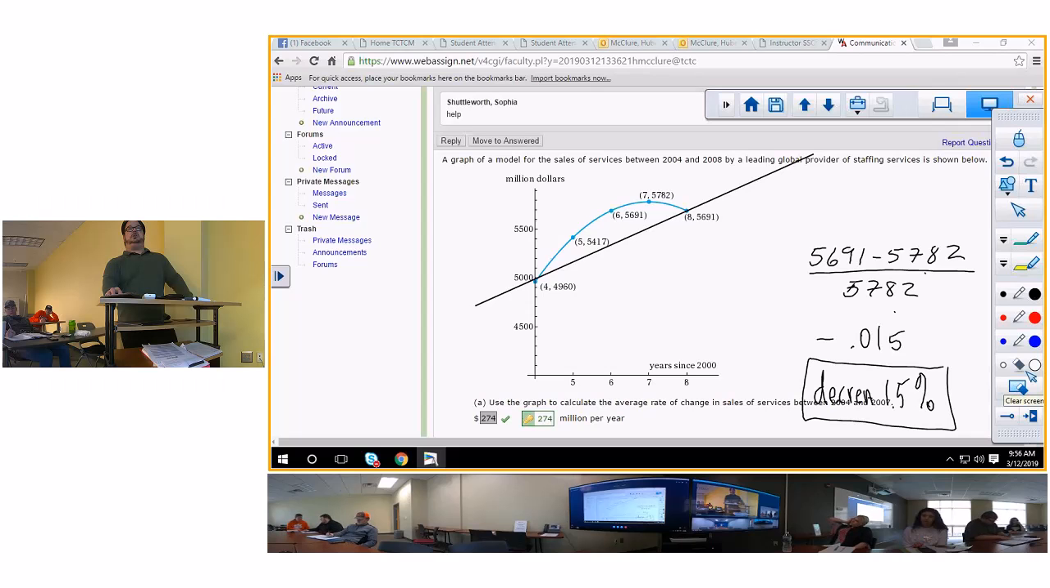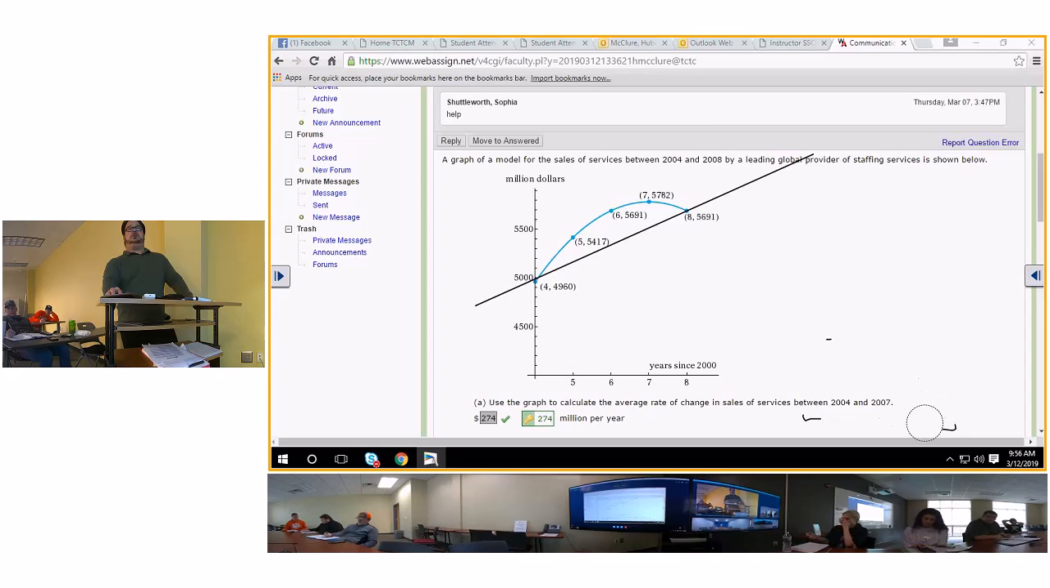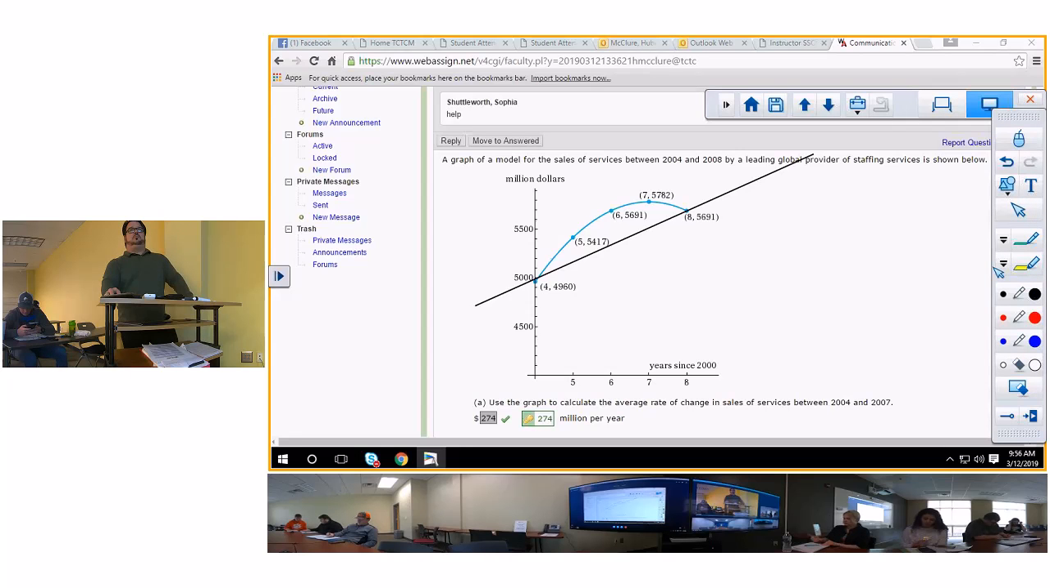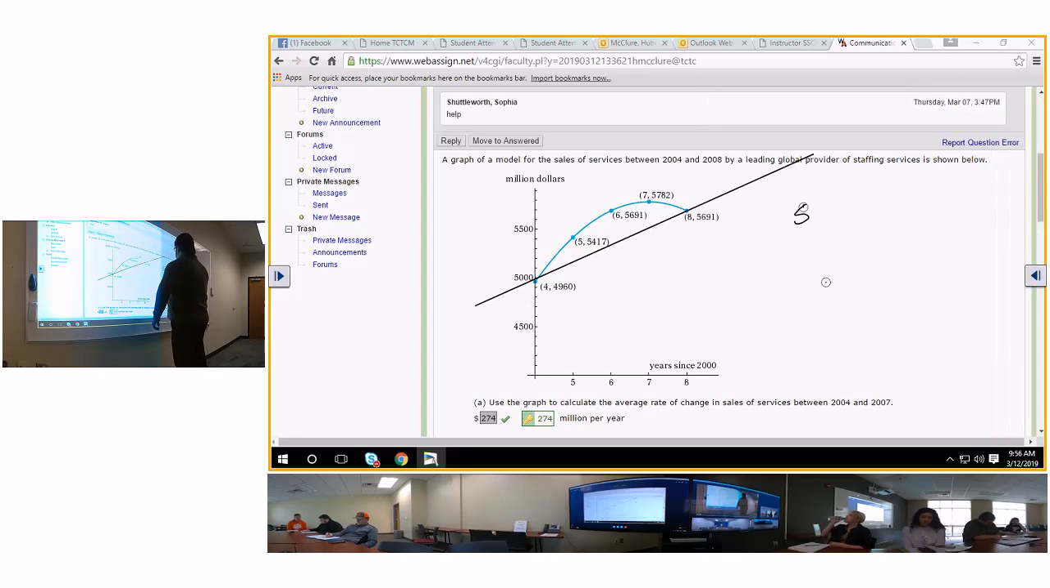All right, so find the slope of that one. Now, this is a good test question for Chapter 2 review. So 5691 minus 4960 over 4. And somebody give me that number. Just do the whole thing. 5691 minus 4960 divided by 4. What do you get?